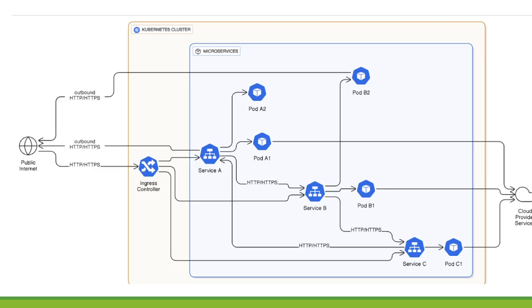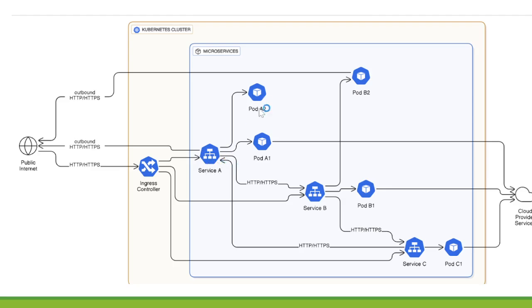Let's understand this better with this big architecture. Here we can see the public internet, where everyone is trying to access the pods. These are my pods: pod A, pod A2, pod B, pod B2, and something like pod C. Everyone is trying to access them, but we cannot access the pods directly. We have to go through services. If you see, this is the service.